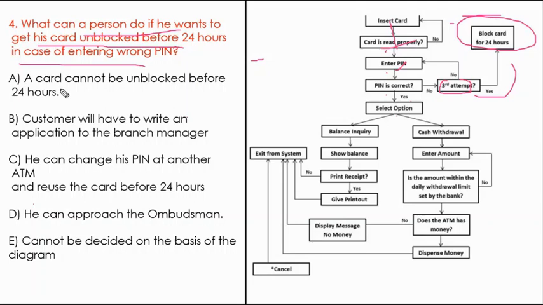So the first option is a card cannot be unblocked before 24 hours. Yes, that's true. But they are already asking in the question, it has been blocked, but what can you do before 24 hours? So this is not logically correct. The second option is the customer will have to write an application to the branch manager. Yes, this seems correct, I know. But your assumptions won't work here, because there is nothing in this flow chart that speaks about the branch manager, etc. So you have to eliminate this option also.